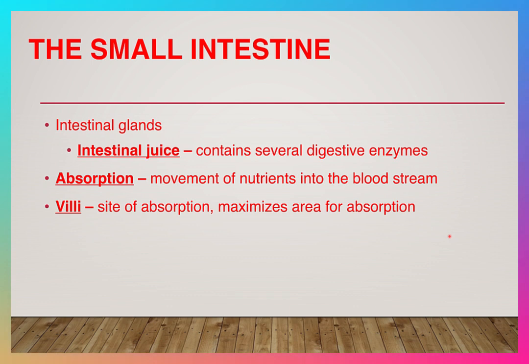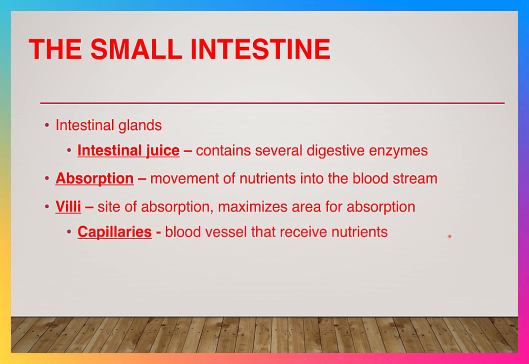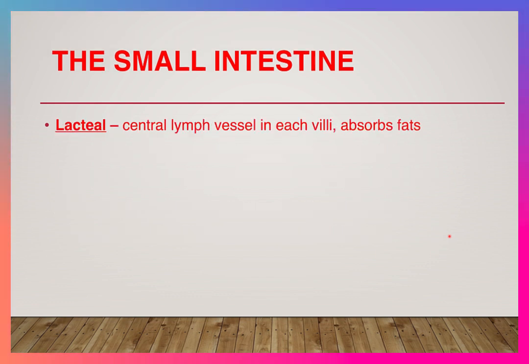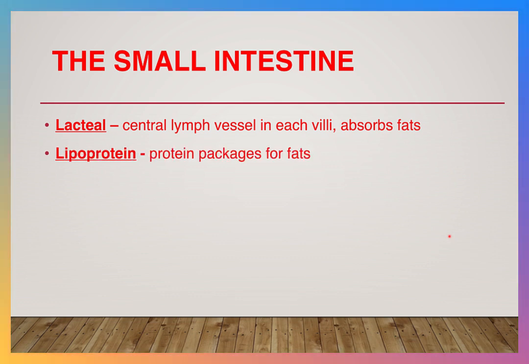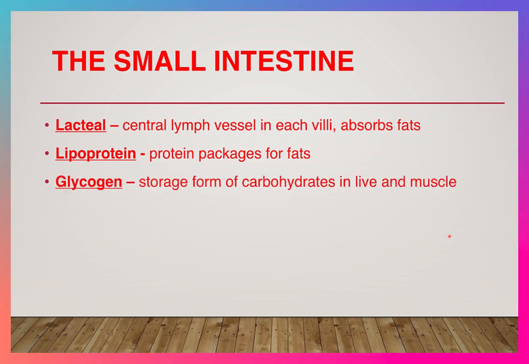The site of absorption is called the villi, and the villi are designed to maximize the surface area for the absorption of food. And underneath these villi are blood vessels that receive the nutrients. They're called capillaries. Central to each of the villi is something called the lacteal, and this is a lymph vessel that absorbs fat. Fats are packaged with proteins in something called a lipoprotein, and glycogen is the storage form of carbohydrates in the liver and in the muscle.